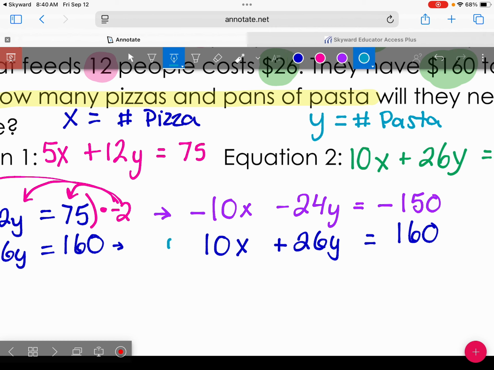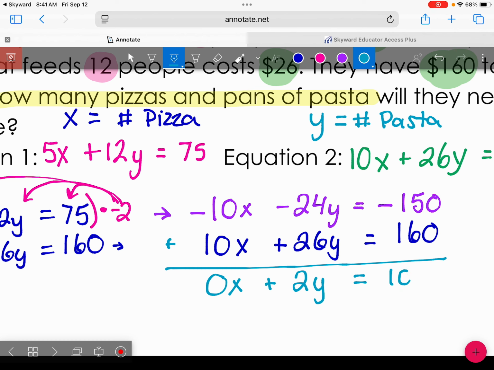Then let's add these together. What do I get when I add my x's together? -10x plus 10x. 0 x's. Woohoo, it's what we wanted. One of them should at least get down to 0. What about our -24y plus 26y? 2y. Exactly right. And that's going to equal -150 plus 160. 10.